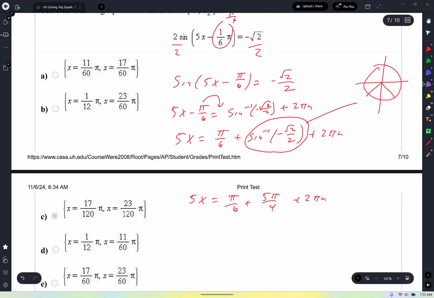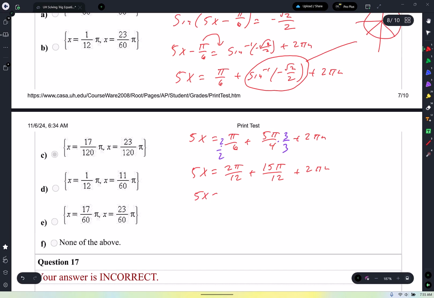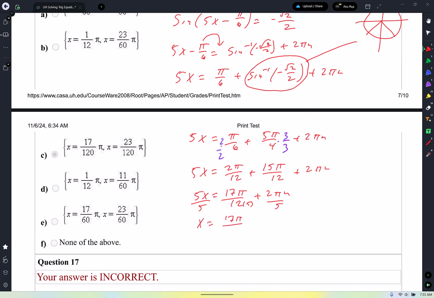And I'm going to do a common denominator, so let's just focus on this one. So 6 and 4. So I think the common denominator is going to have to be 12. So times 2 over 2 and times 3 over 3. And when you do that, you're going to get 5x equals 2 pi over 12 plus 15 pi over 12 plus 2 pi n. And so let's see, 5x equals 15 plus 2, that's 17 pi over 12 plus 2 pi n. And then divide by 5. X equals 17 pi over 60 plus 2 pi n over 5. So there's one answer.